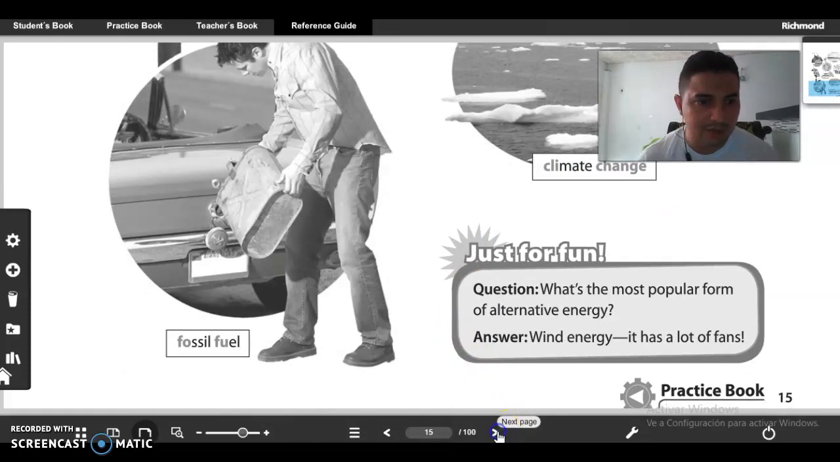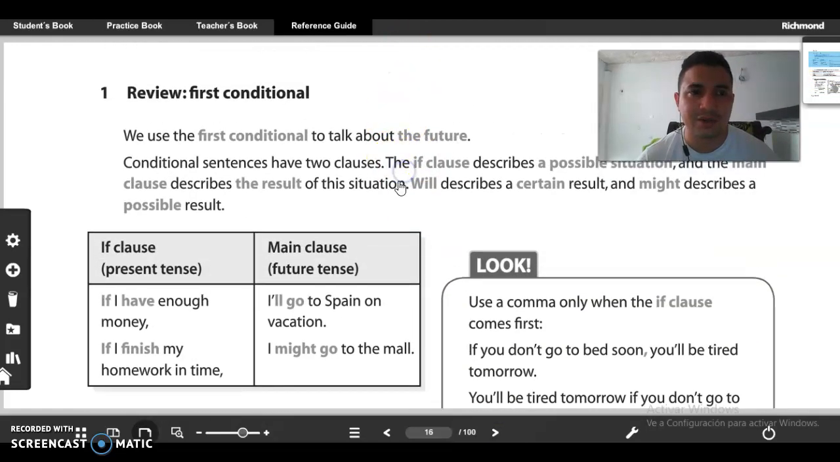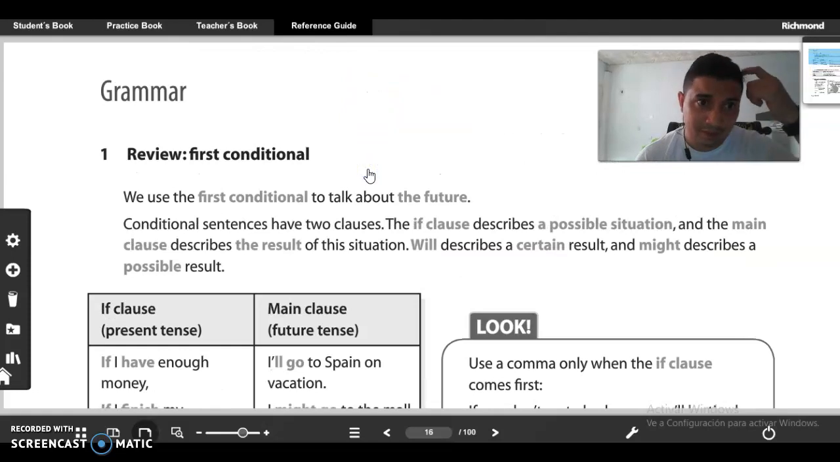So now I'm going to take a little time to give you a review, guys, about the first conditional. Remember that we use the first conditional to talk about the future. That is mostly what we use the first conditional for. Remember that conditional sentences always have two clauses: the if clause and the main clause. Don't forget that the if clause describes a possible situation and the main clause describes a result.